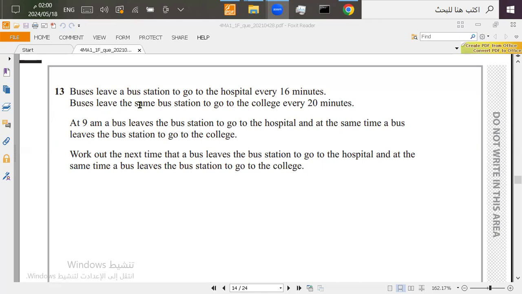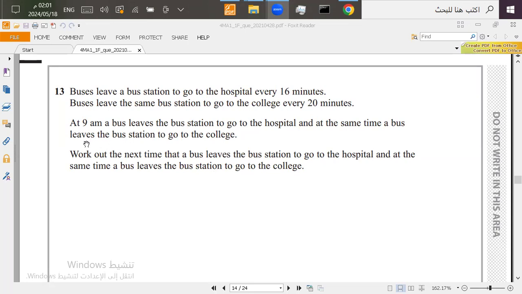Buses leave a bus station to go to the hospital every 60 minutes. Buses leave the same bus station to go to the college every 20 minutes. At 9 a.m., a bus leaves the bus station to go to the hospital, and at the same time, a bus leaves the bus station to go to the college. Work out the next time that a bus leaves the bus station to go to the hospital, and at the same time, a bus leaves the bus station to go to the college.